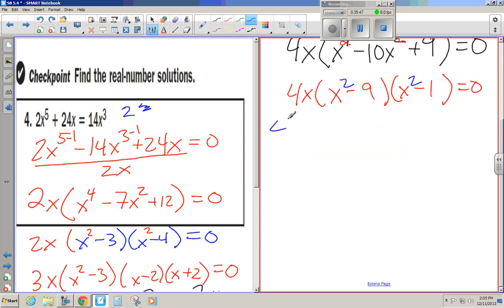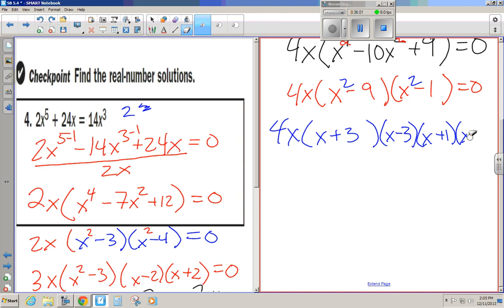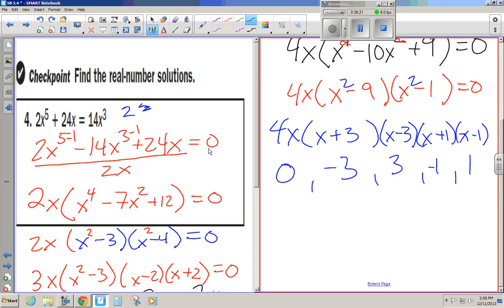So, continue factoring because these are not prime. This is not prime. And once you are able to factor them completely, you then just have to look at it. What makes this equal to 0? 0, negative 3, 3, 1, and negative 1 are your zeros. These are the solutions to the equation.